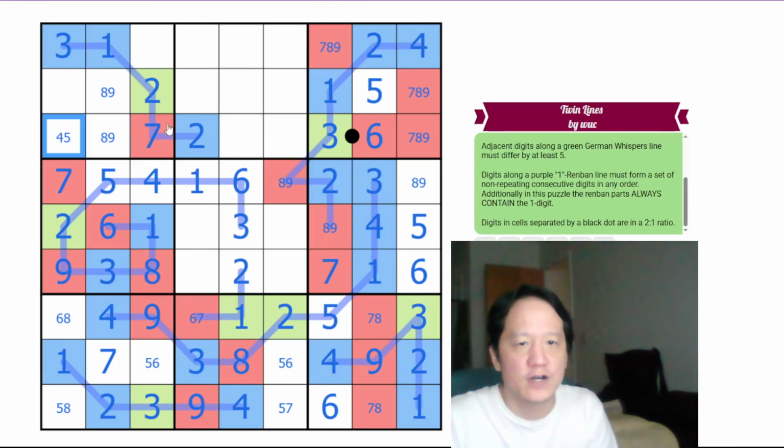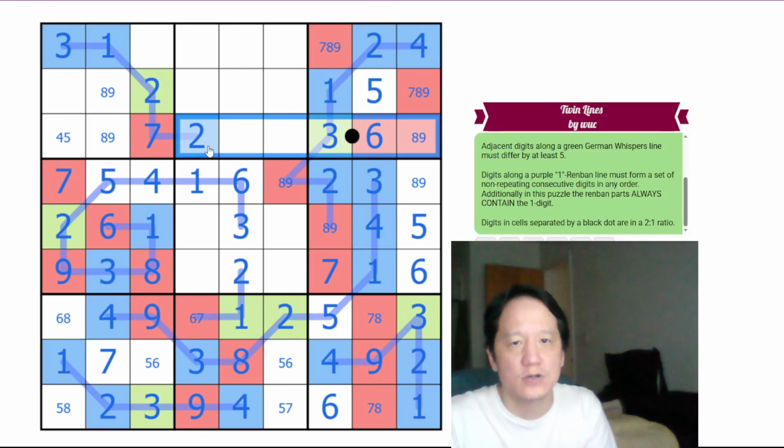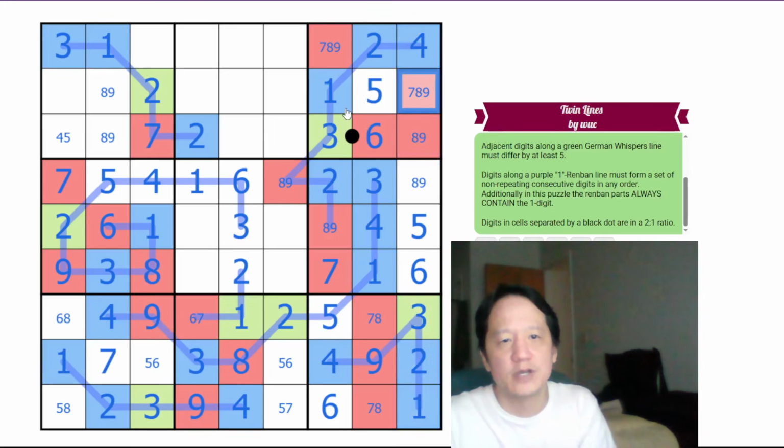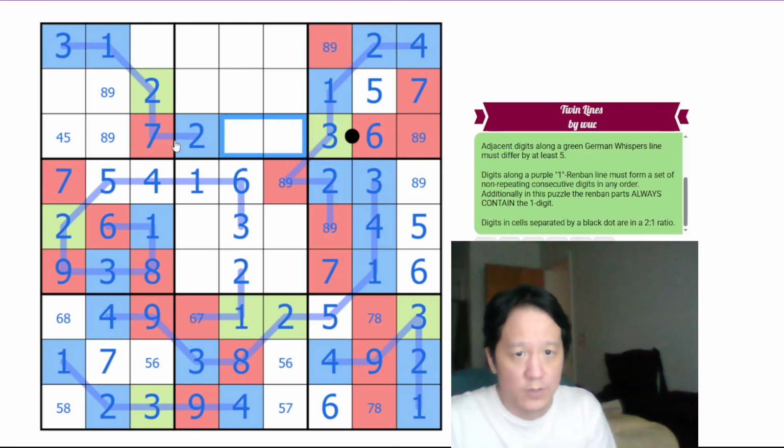It's 4, 5. 7 eliminates 7 here. We have an 8, 9, 8, 9 pair in column 9, which eliminates 8, 9 in the rest of the column. This can't be 8 or 9, it's 7. There's no 7 here. Remaining digits of row 3 are 1, 4, and 5. This can't be 1 or 4, so this must be 5, this must be 4, and that must be 1.